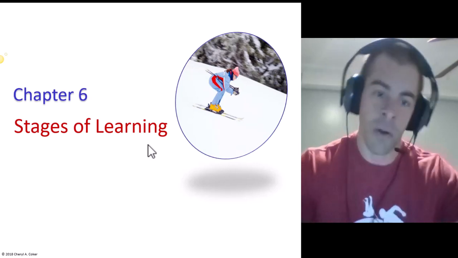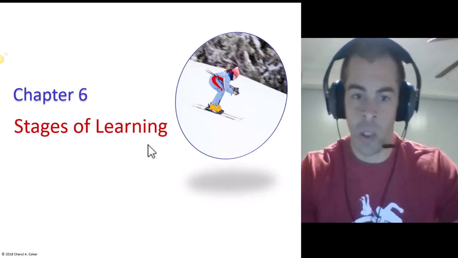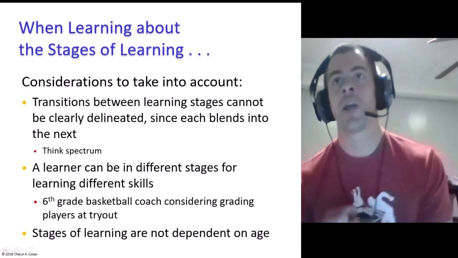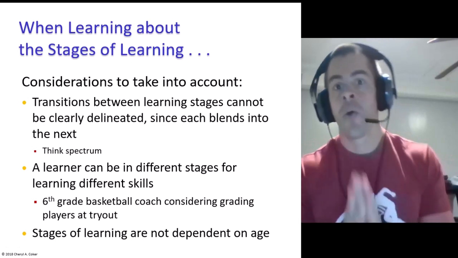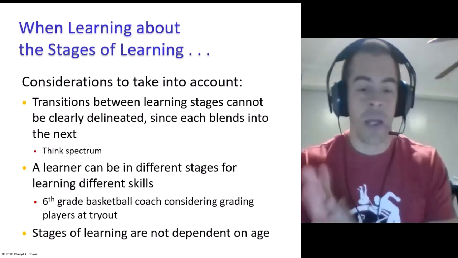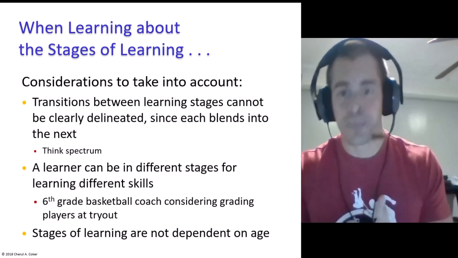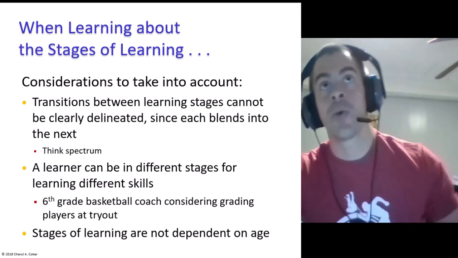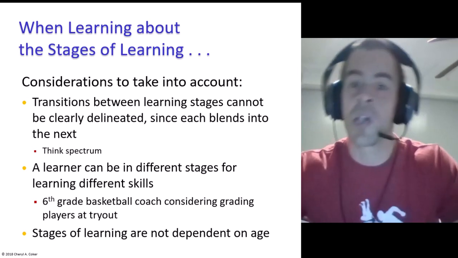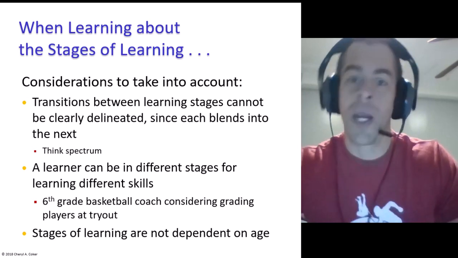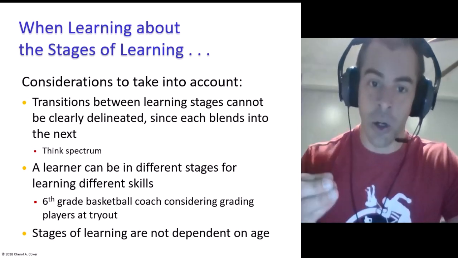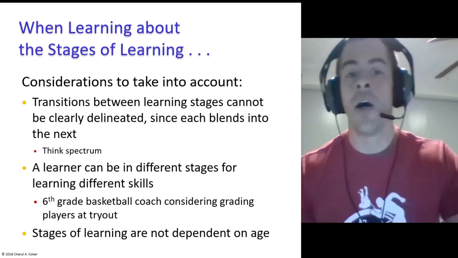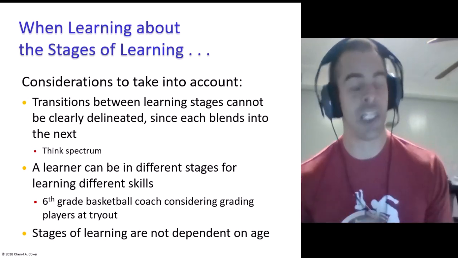Let's get going here. All right, again, Chapter 6, Stages of Learning. I think this is one of the more important chapters because you need to understand where your learner is within the spectrum that we think, at least, is learning, right? So before we even talk about that, there's a few important caveats we want to understand when thinking about various stages of learning. One we should recognize is that there is not a clear delineation between every single stage. Instead, the stages kind of bleed into each other, right?